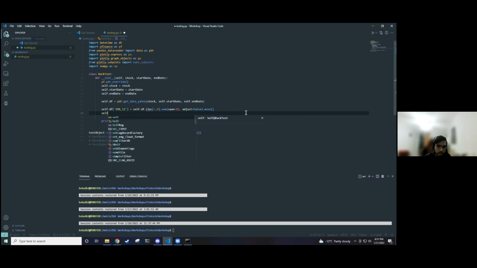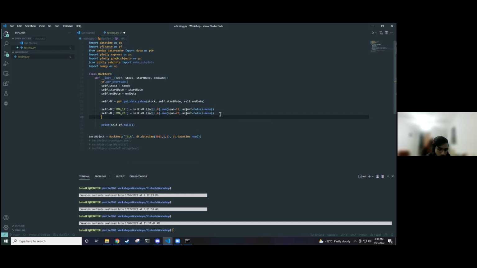So next step is just self.df. Kind of do the same thing. You can just copy paste this if you want. I'm just going to do that just because it's a bit faster. And you're going to get the 26 period EMA. Very similar, but rather than using a 12 period, you're doing a 26 period. And you are good with that. So now we have both the period EMAs.